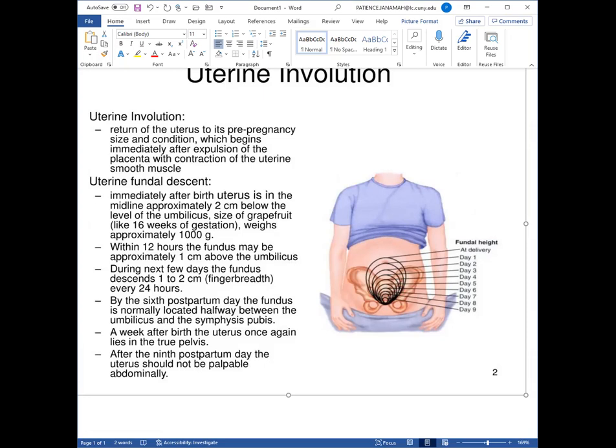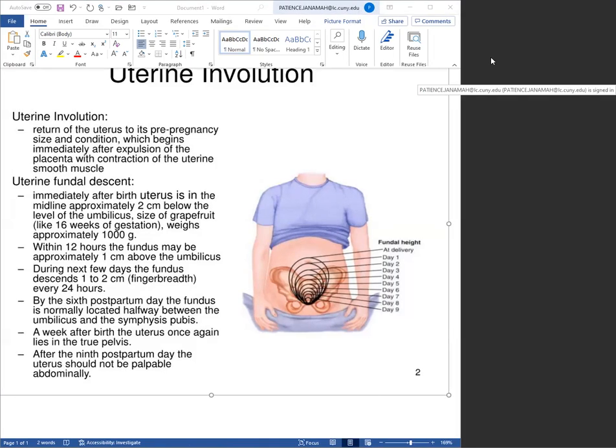Let's talk about lochia. Lochia is discharge from the uterus that consists of blood from the vessels of the placental site and debris from the decidua. So this is what lochia is. When you are assessing lochia, we have how lochia should look. We have different types of lochia. We have rubra. It starts with rubra.